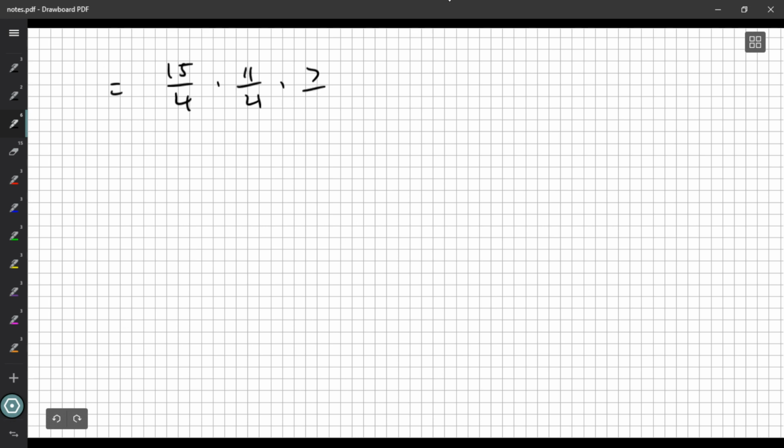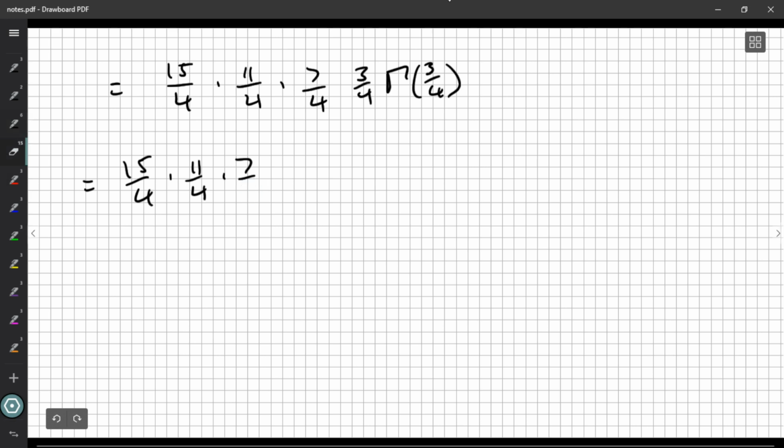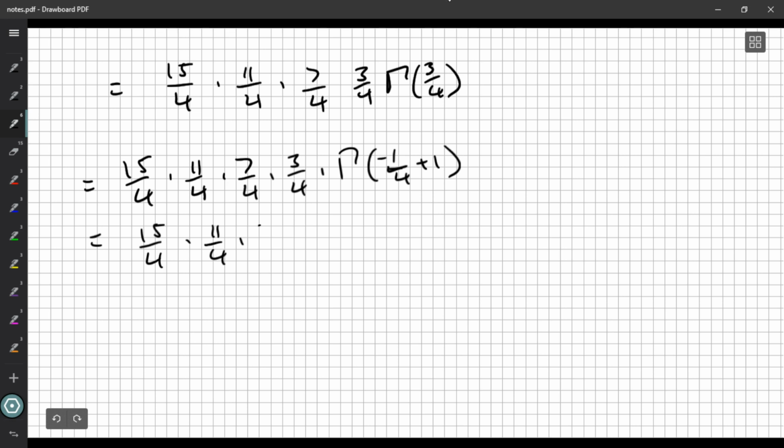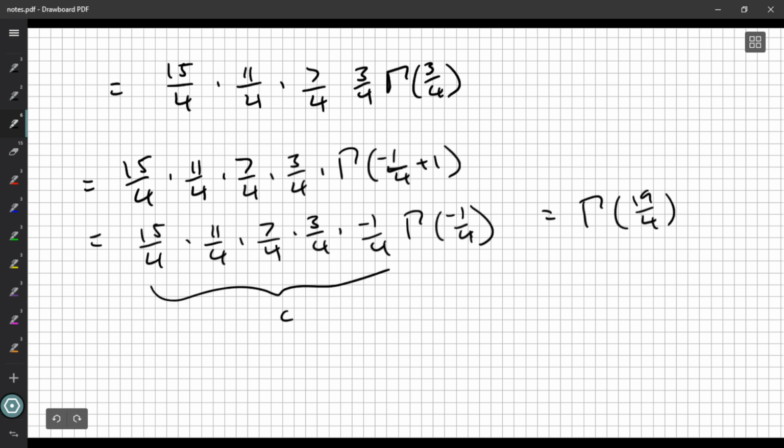So again, the recursion formula comes in and says, well, you can rewrite gamma of 7 quarters as 3 quarters gamma of 3 quarters. And now we're at the last step, because if we notice, 3 quarters is 1 more than our goal of negative 1 quarter. So 15 quarters times 11 quarters times 7 quarters times 3 quarters times, and now we can bring out negative a quarter, gamma of negative 1 quarter. And all of this came from gamma of 19 quarters. So this is going to be our C value.